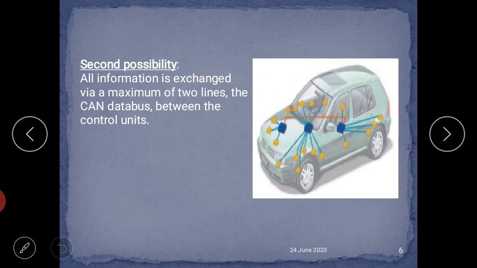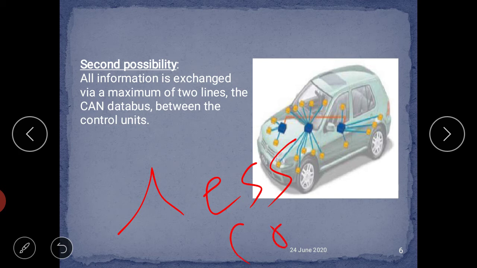So as you see in the earlier case, there is a complex network of wire, but in this case a less complex network of wire. Okay.